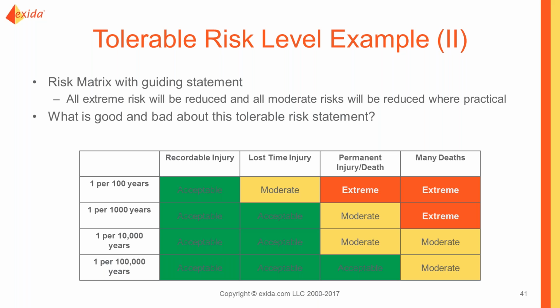Now, once we start setting up those tolerable risk guidelines, we can create a risk matrix where we could look at the severity of the event and the frequency of the event, and kind of define, is it acceptable, moderate, or extreme risk? And you could see as the consequence becomes greater and the frequency becomes more frequent, those become more extreme, and less severe consequences and less frequency become acceptable. So that's kind of just a general way these grids are set up.